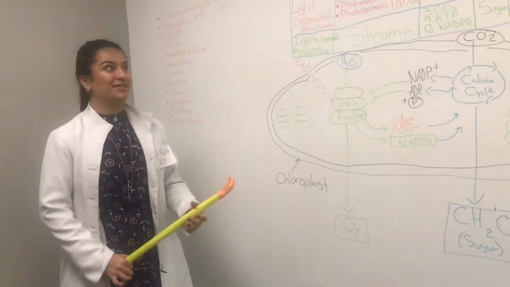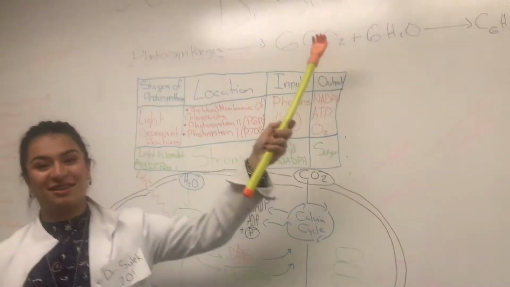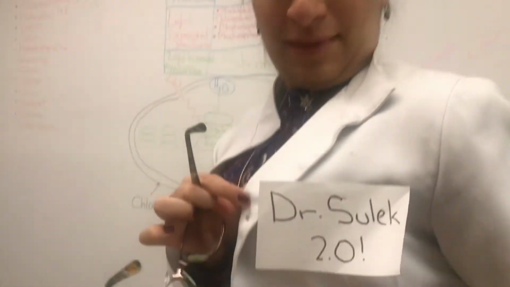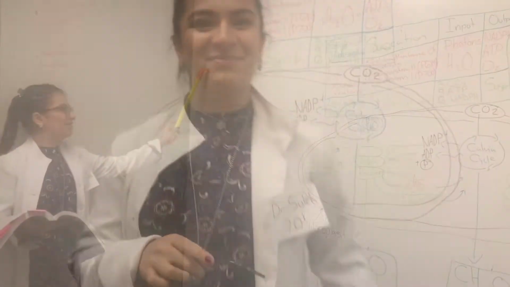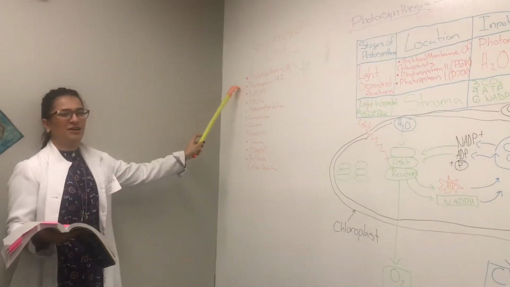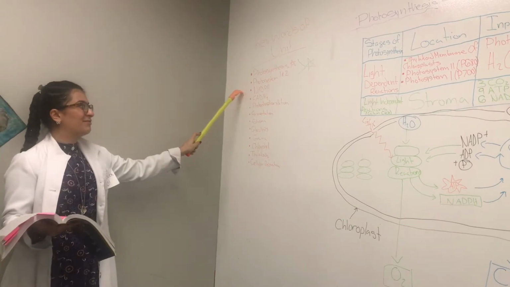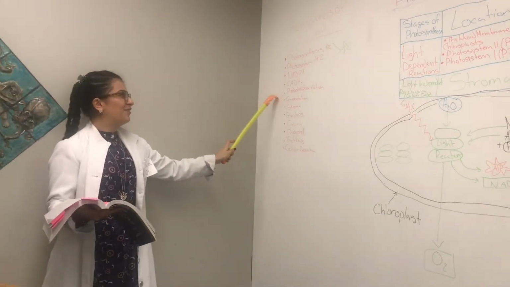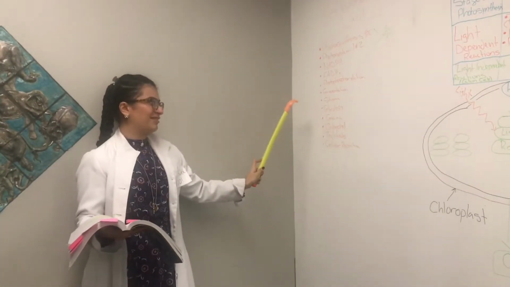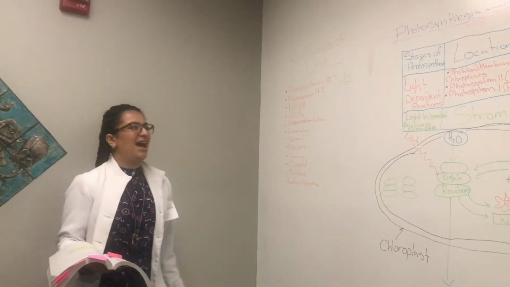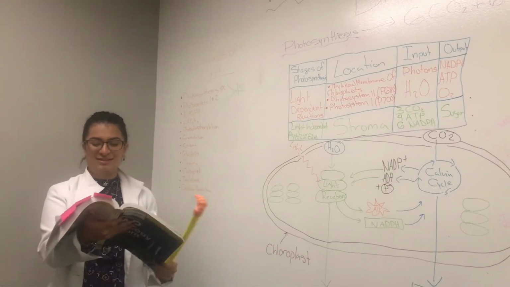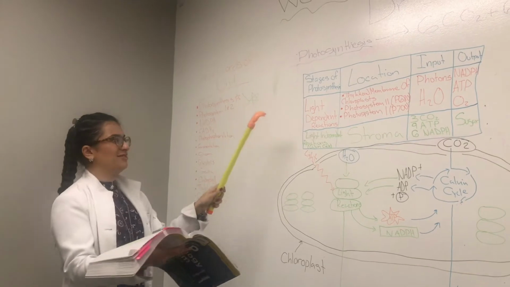My name is Dr. Sulek 2.0, as you can see. The words of our unit today are photosynthesis, Photosystem 1 and 2, NADPH, FADH2, photophosphorylation, fermentation, chlorophyll. As you know here, there are two stages of photosynthesis. It is the light reactions and the dark reactions.